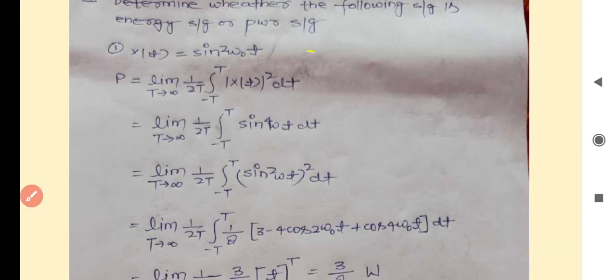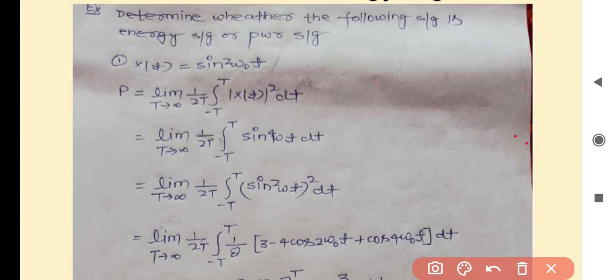Determine whether the following signal is an energy signal or a power signal. Here we have to determine whether the given signal is an energy signal, a power signal, or neither energy nor a power signal. The signal is sin square omega t.